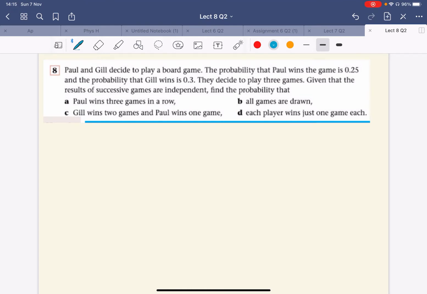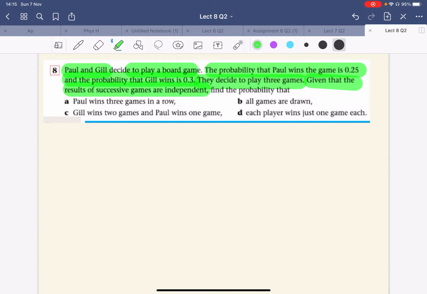All right, let's look at number 8. Paul and Gil decide to play a board game. The probability that Paul wins the game is 0.25, and the probability that Gil wins is 0.3. They decide to play 3 games. Given that the results of successive games are independent, find the probability that Paul wins 3 games in a row.